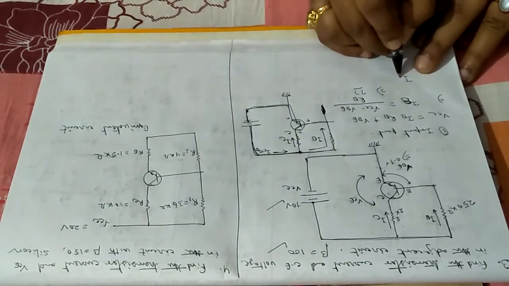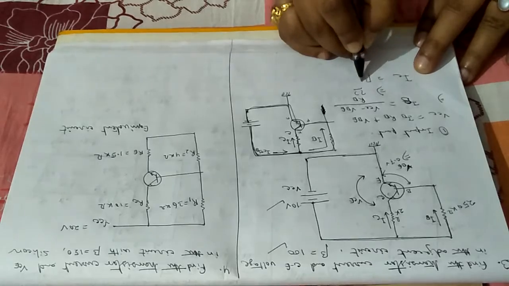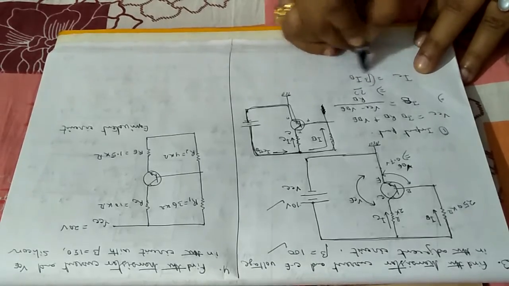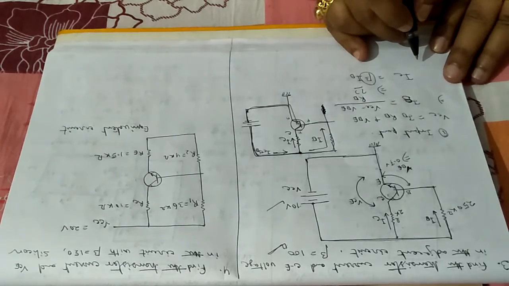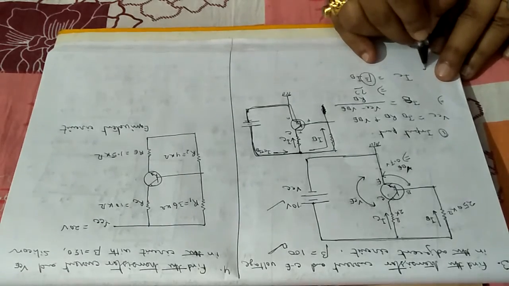Then I will calculate the value of IC. How? IC equals beta IB. The beta value is given, beta is 100. Then what will we calculate? We will calculate the value of VCE. How? From the output terminal.